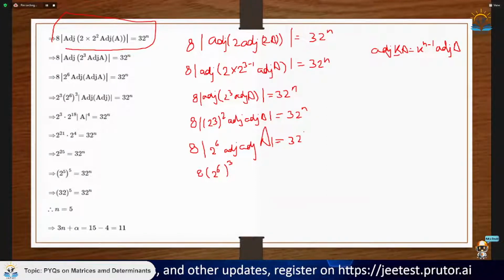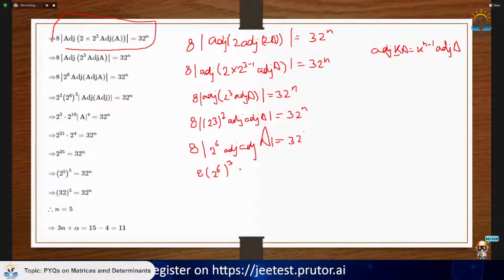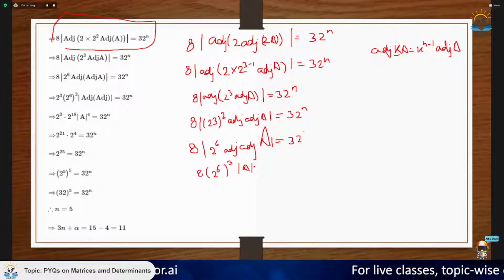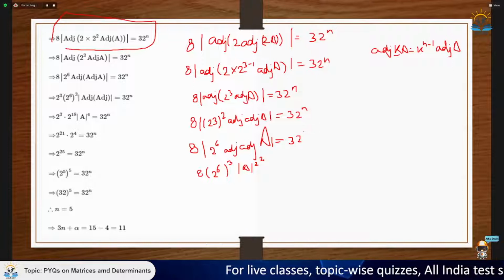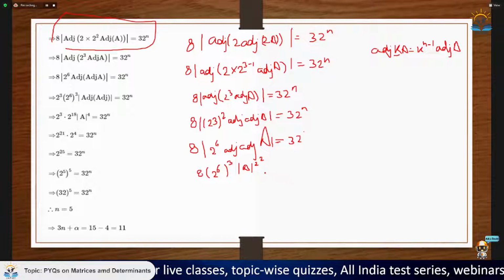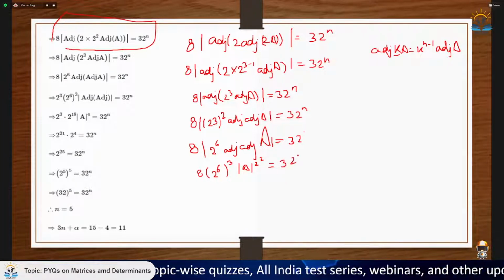So 2 power 6 power 3 into 2 power 3. So this thing is equal to, I told you this earlier also, that determinant of adjoint is determinant of A power n minus 1, which is 3 minus 1, 2. 2 power 2 here, because there are two adjoints. As I told you, the power of n minus 1 is dependent upon the number of adjoints. Since there are two adjoints, it would be 2 power 2, is equal to 32 power n.